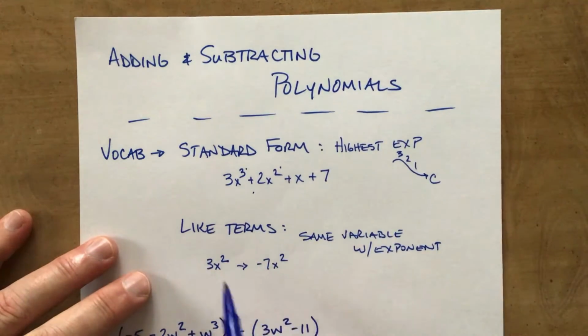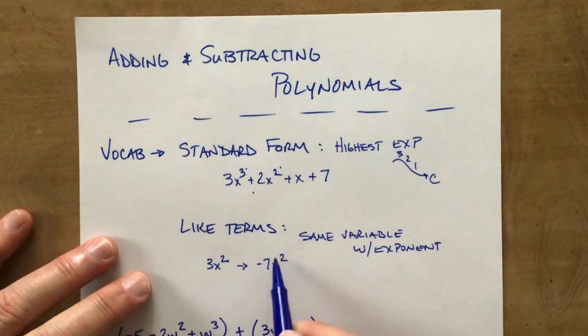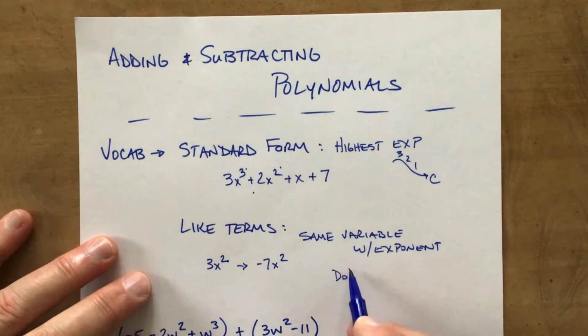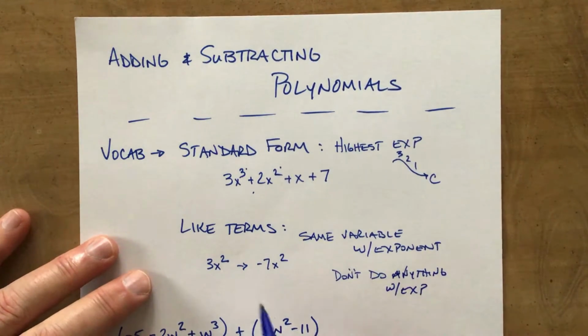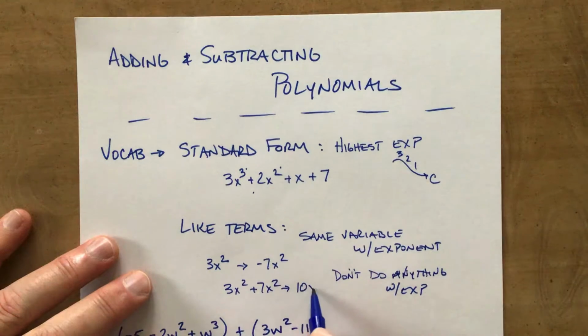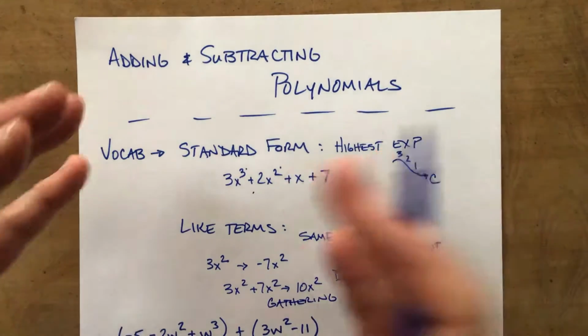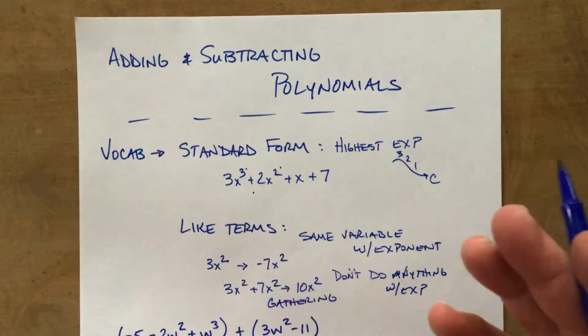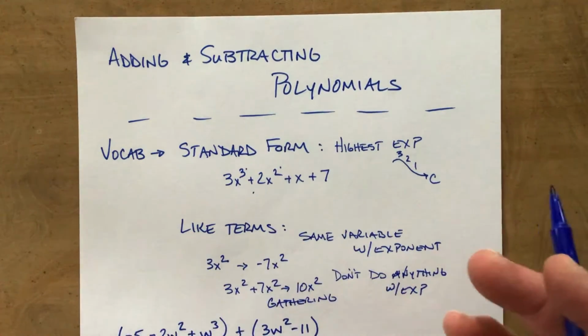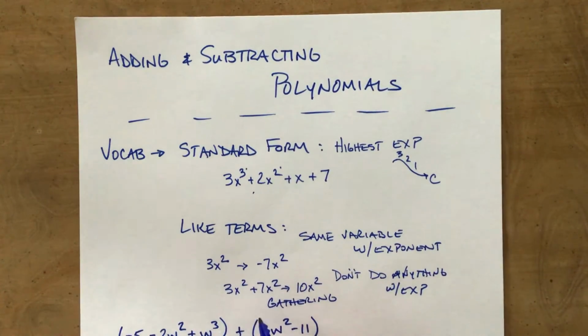With like terms, we do not do anything with the exponents. So what that means is that if I have 3x squared plus 7x squared, I'm going to come up with 10x squared. This is called gathering. You've got 3x squareds over here, and then all of a sudden 7x squareds show up. We have a total of 10x squareds. Do not do anything with the exponents.